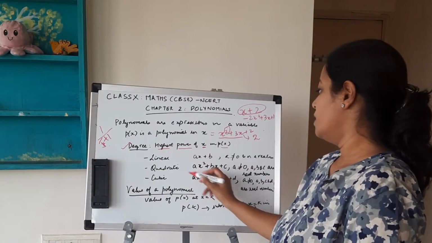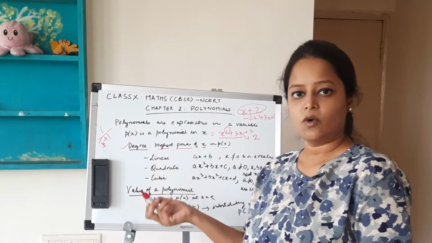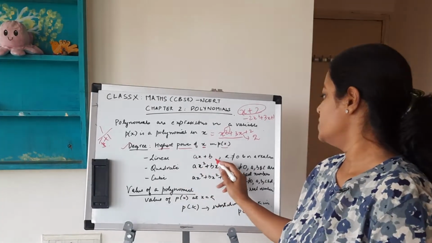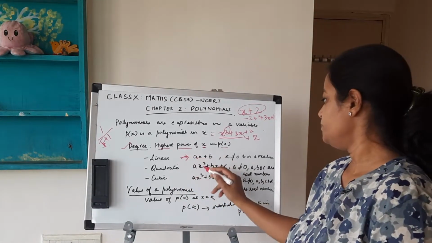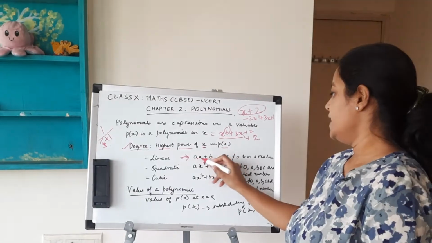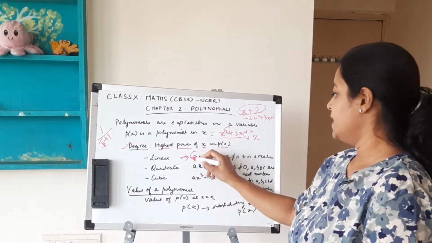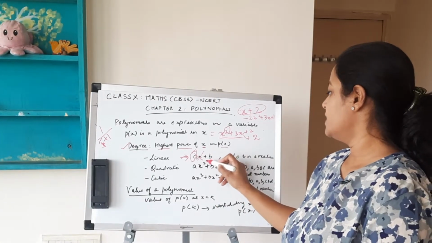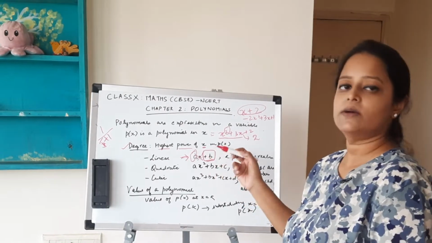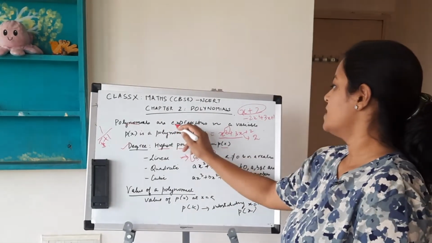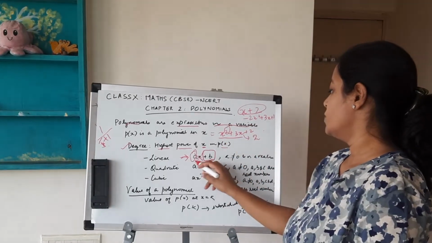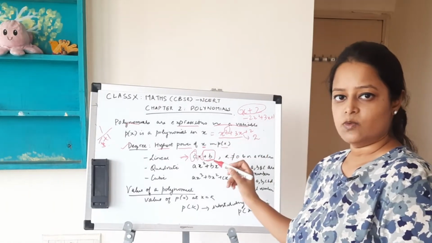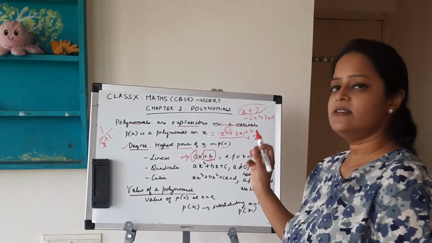Now we'll go to the different types of polynomials and what they are called. First is the linear polynomial. It is written in the form ax plus b, where a and b are real numbers and a is not equal to 0. Because if a becomes 0, then this will go away and it will just be a constant number and not a polynomial, because as we know, polynomials are expressions in a variable. So ax plus b is a linear polynomial, whose degree is 1 and a is not equal to 0 and is a real number.